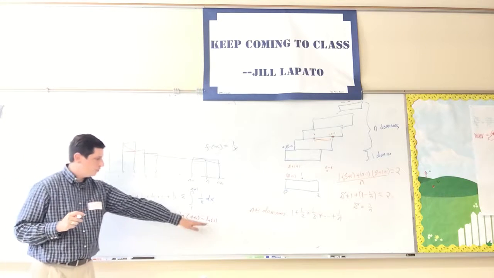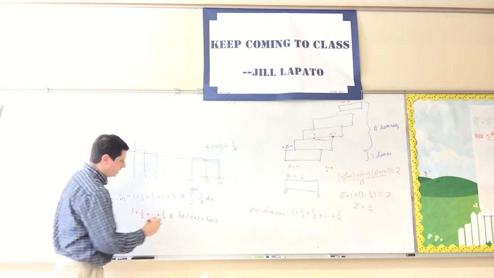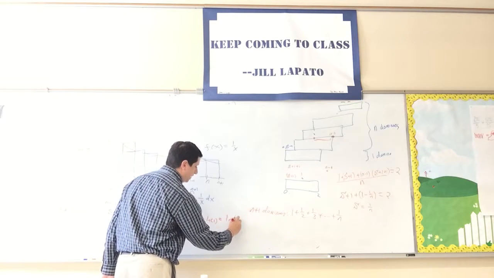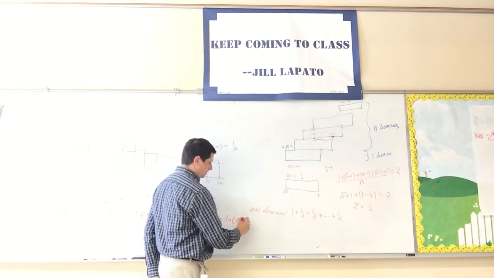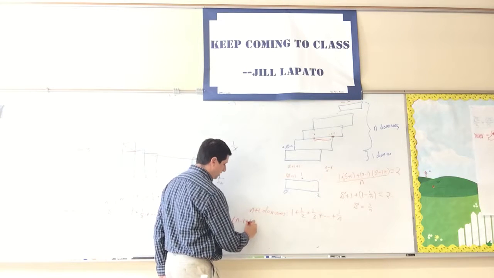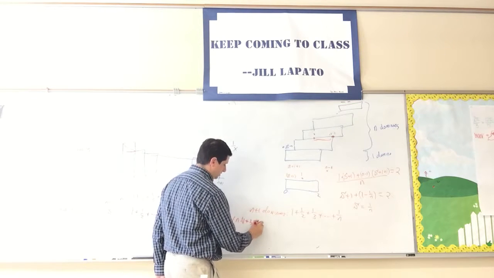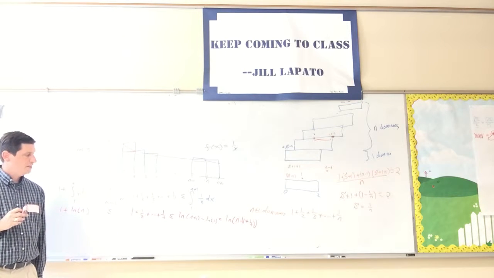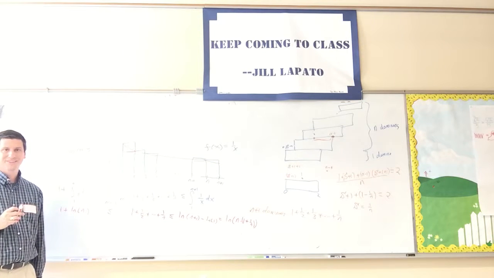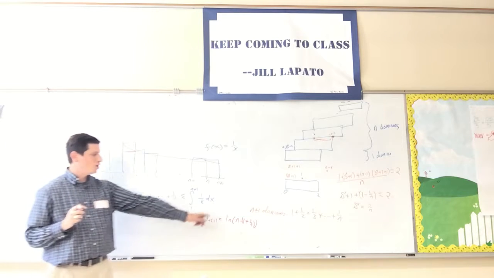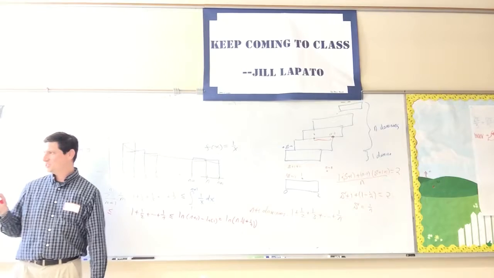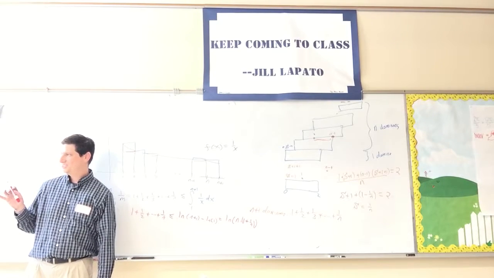The natural log of 1 is 0. So I can write this as the natural log of n times 1 plus 1 over n. I'm just writing n plus 1 in a nice way. Why do I want to do this? Because the log of a product is the sum of the logs. And you still think of logs every time you see a product?